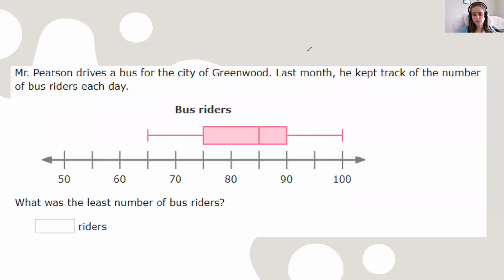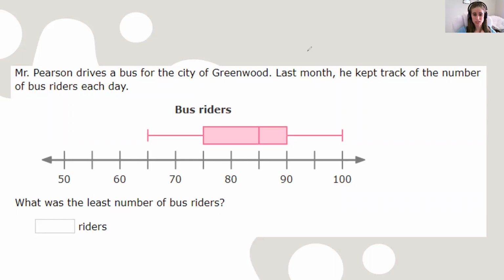We can use box and whisker plots like we can any other graph, a dot plot, a line graph, a bar graph, a circle graph, to help us represent data, and then we can answer questions based on that given data. So let's go ahead and try that out here. Mr. Pearson drives a bus for the city of Greenwood. Last month, he kept track of the number of bus riders each day. What was the least number of bus riders?